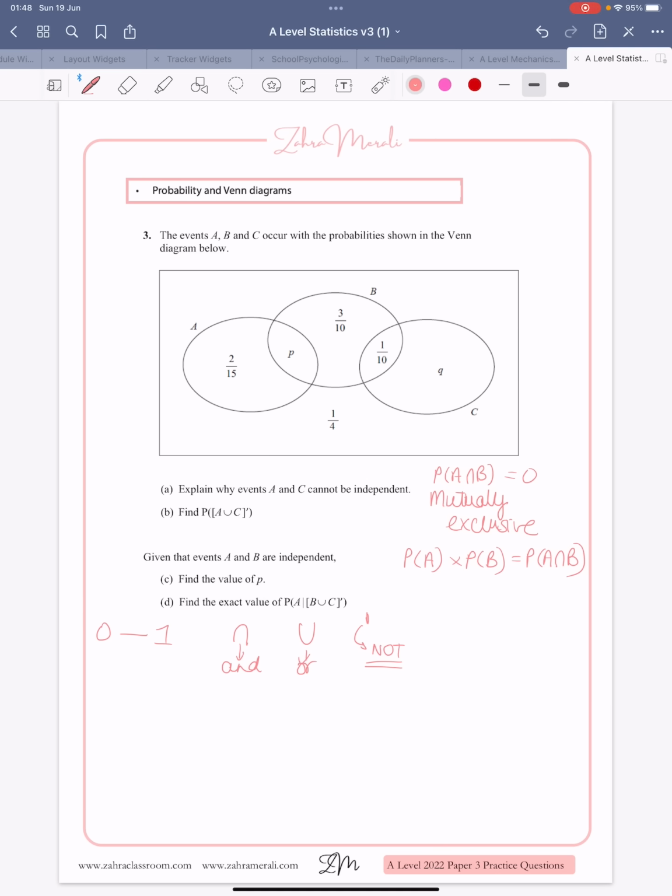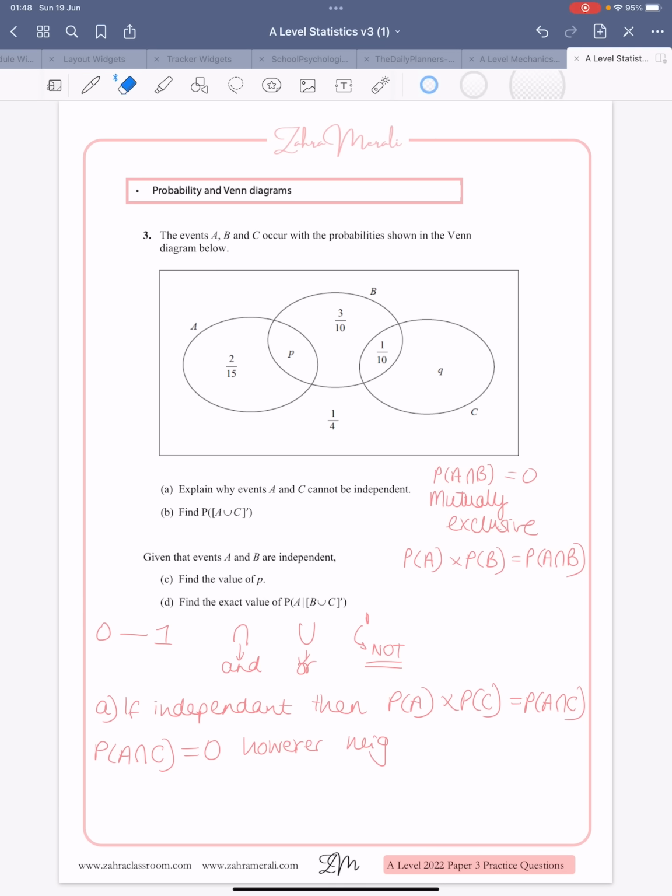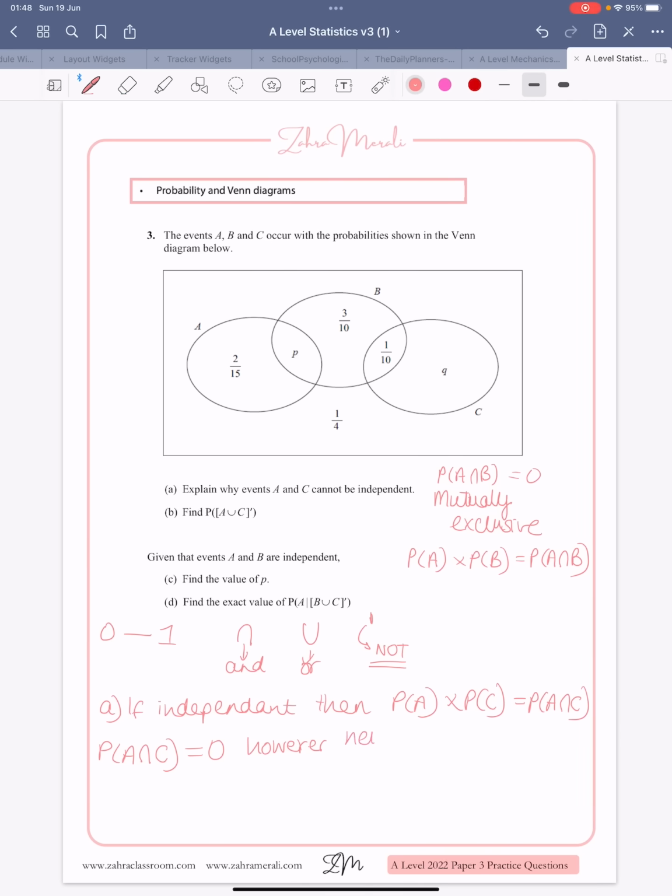So now if we have a look for part A, we're going to say, well, if A and C are independent, then the probability of A times the probability of C would equal the probability of A and C. We can see that A and C don't intersect, so that equals 0. However, neither the probability of A nor the probability of C equals 0, therefore they cannot be independent.